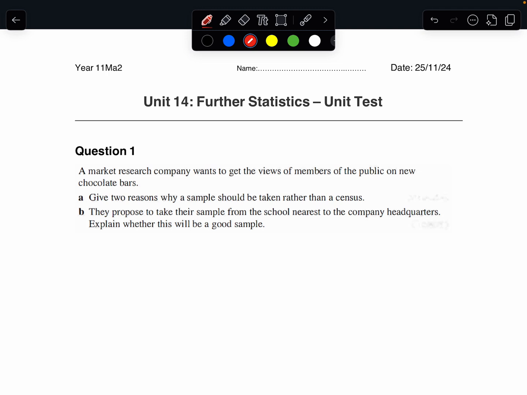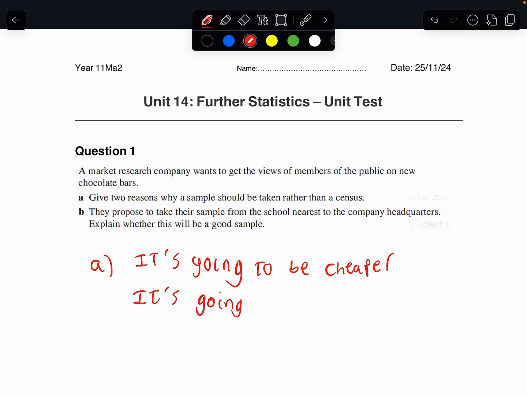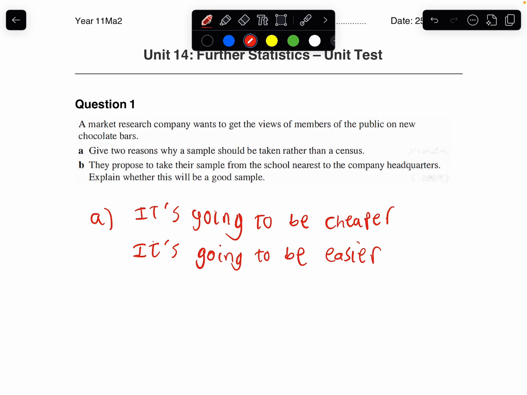Sample, once again, is the idea that we're only going to question a certain number of the population, like 10%, let's say, whereas a census means we're asking everyone. So one reason might be it's going to be cheaper to take a sample, right? If you're asking less people, then that's going to save you money. It's also going to be easier. It's pretty much impossible to ask everyone in the country a question, so it's just not really practical. We can try. The government does it every few years, but let's not worry about that.